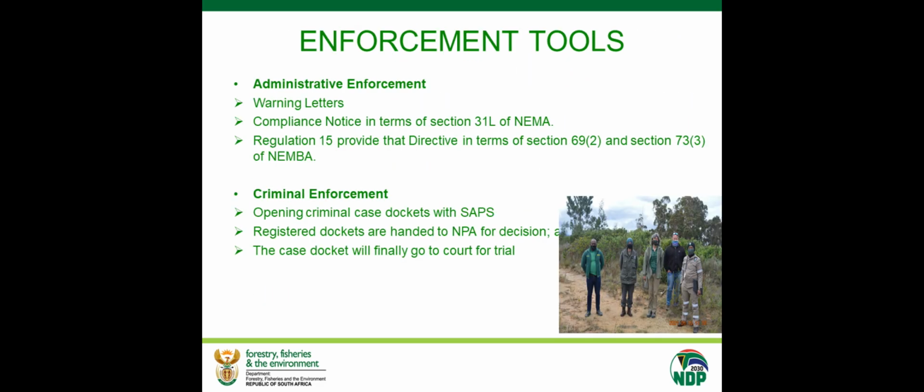So we have enforcement tools that we use against the lawbreakers, the offenders. These are the tools that we use. We use administrative enforcement and criminal enforcement. We start first with the administrative one. We issue warning letters, we issue the compliance notice in terms of section 31L of NEMA, and we issue directives in terms of section 69 subsection 2 and section 63 subsection 3 of NEMA.